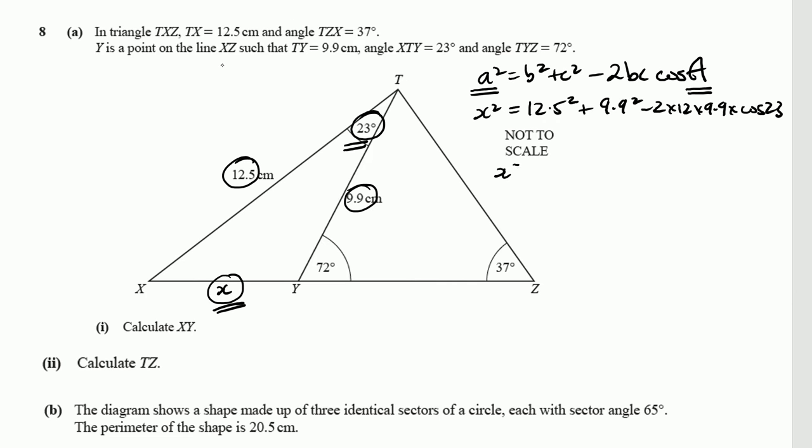I can stick everything on that right-hand side into my calculator. Give me a moment: 12.5 squared plus 9.9 squared minus 2 times 12.5, I forgot my 0.5 over here, times 9.9 times cos 23. So altogether there, I'm getting 26.435. And I'd want to square root that to get my final answer. So I'm getting 5.14.